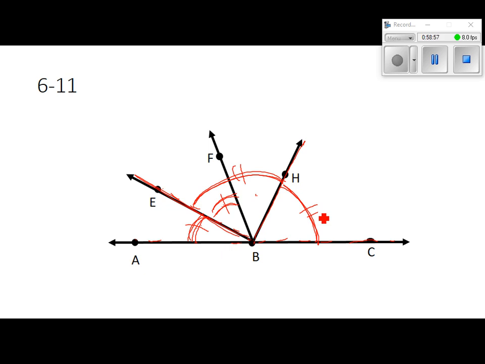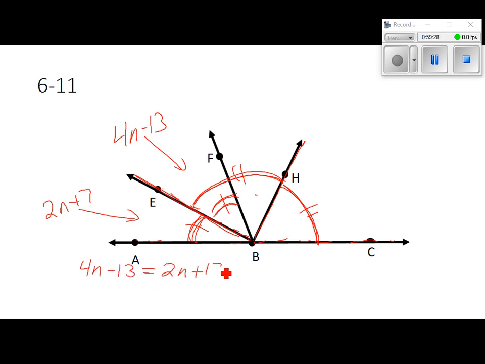Number 6, they tell us angle ABE, that is this angle, is 2n plus 7. Angle EBF, that's this angle, is 4n minus 13. What do we know about those two angles? They're congruent, they're equal. So what equation can I set up? 2n plus 7. Doesn't matter which order you set it up in. Somebody solve that for us. Tell me what n is here in a minute.